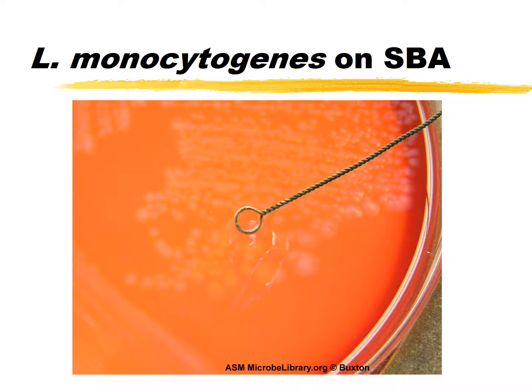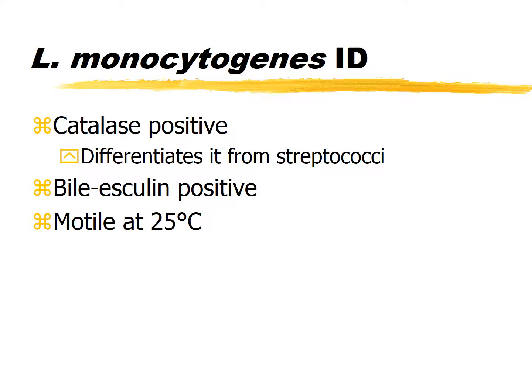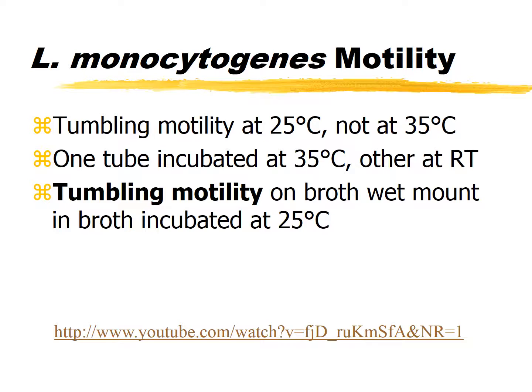This is a picture of the blood agar with the beta hemolytic colonies on it. Listeria monocytogenes are catalase positive, so that differentiates them from the Streptococcus. They're bile esculin positive, and they're motile at 25 degrees. Their motility is very unique. They have what's called tumbling motility at 25 degrees. So in a liquid broth, you inoculate a tube, you incubate one at 25 degrees and one at 35 degrees, and then you observe it under a wet mount for this tumbling motility.